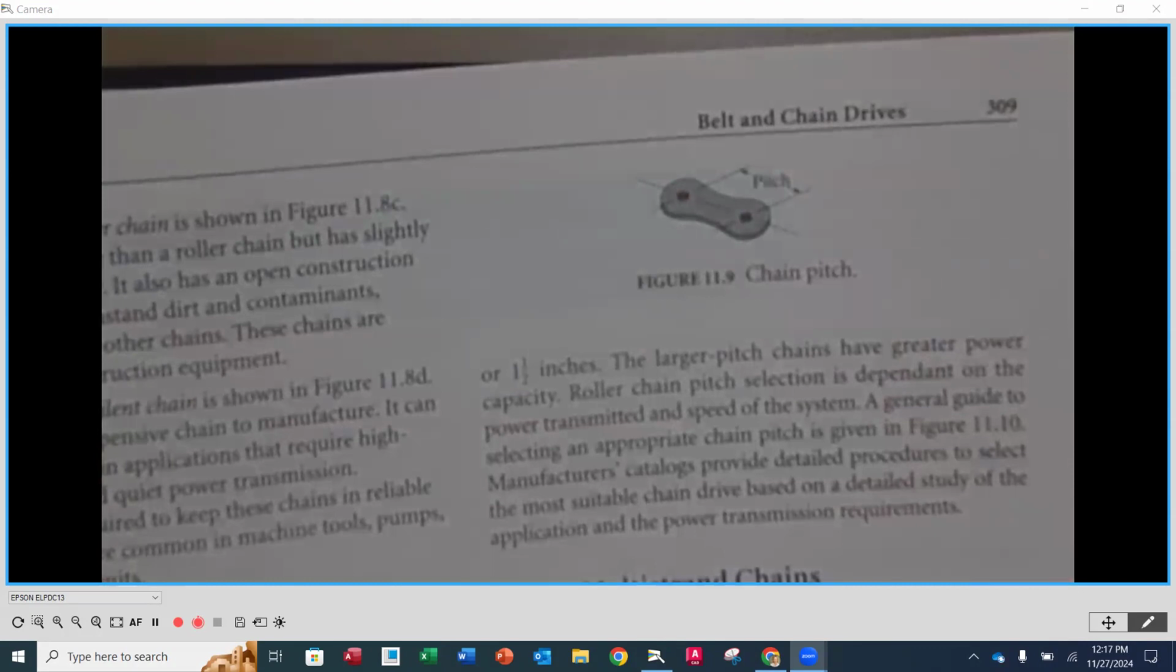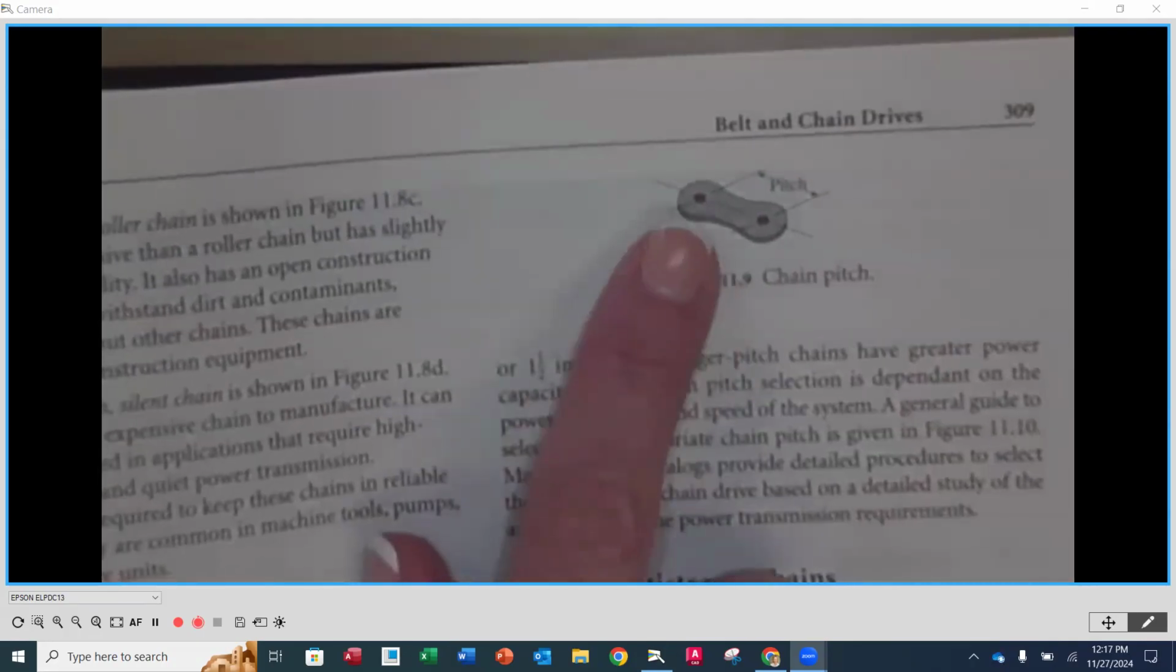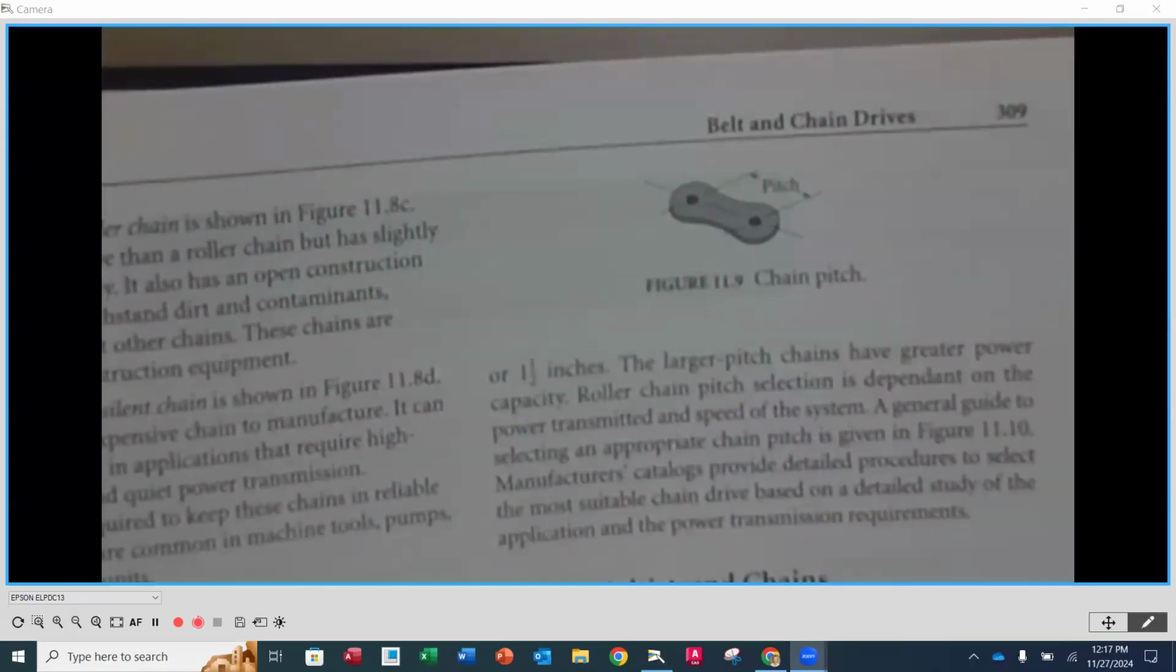0.3125, okay? That would be the distance apart. That's 5/16, okay? That's going to be a 5/16 inch distance between the two sides there. So if I'm a number 25 chain as opposed to a number 80 chain, you can see that that equates to how large or small the distance is going to be between those, okay?